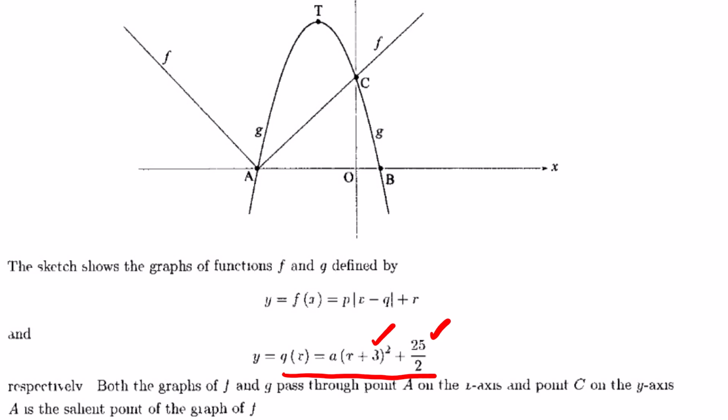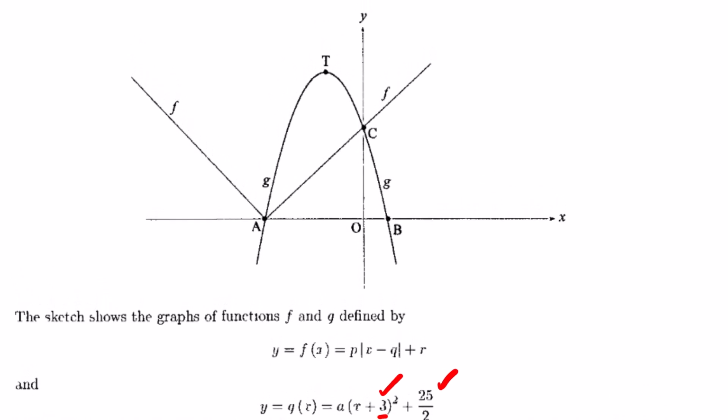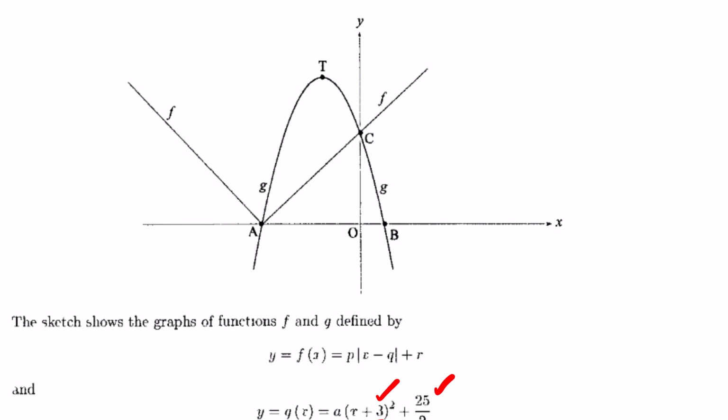And in this case we know that the values that we see here, the values of q and r, are the actual turning point for the parabola. So you can go to our graphs, and basically we already have the coordinates of the turning point. The coordinates of T are (-3, 25/2).